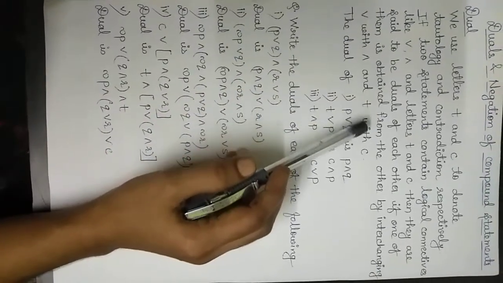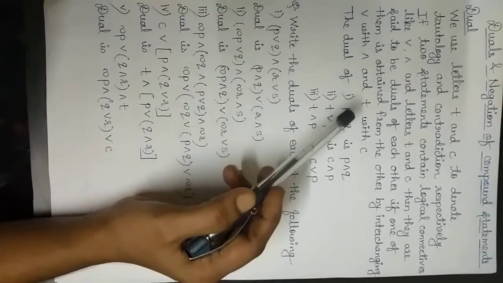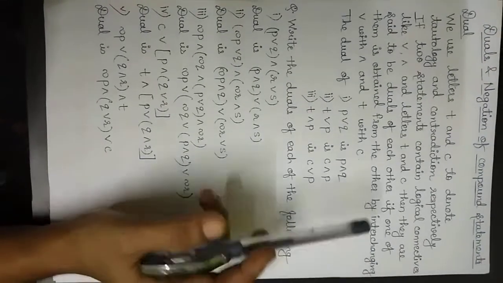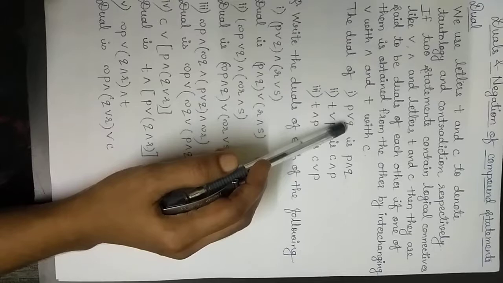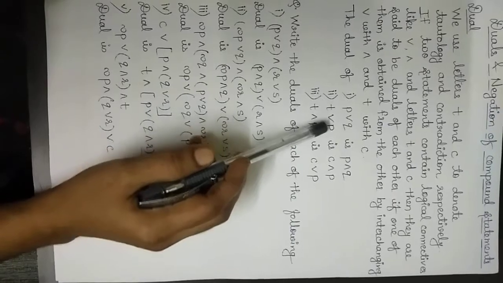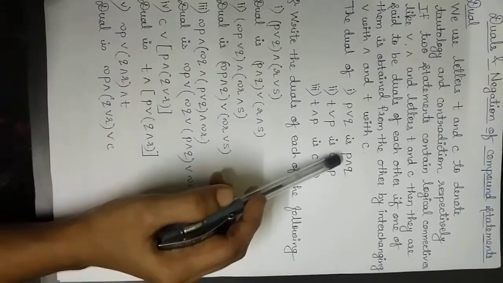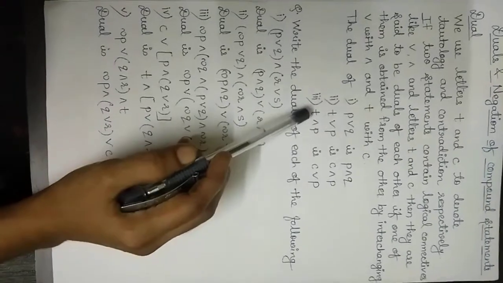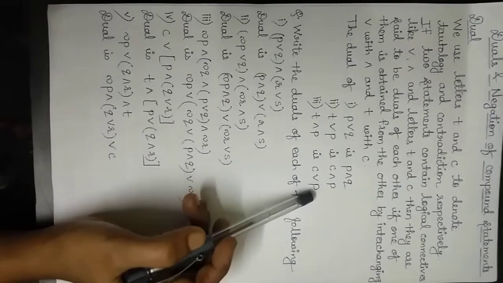Similarly, T you will replace by C, and if C is given then you will replace that by T. And whenever the negation sign is present, you will keep that sign as it is. So for example, the dual of P or Q is P and Q. Dual of T or P is C and P. Here tautology will be replaced by contradiction and the logical connective or will be replaced by and. Then third one, T and P will become C or P.